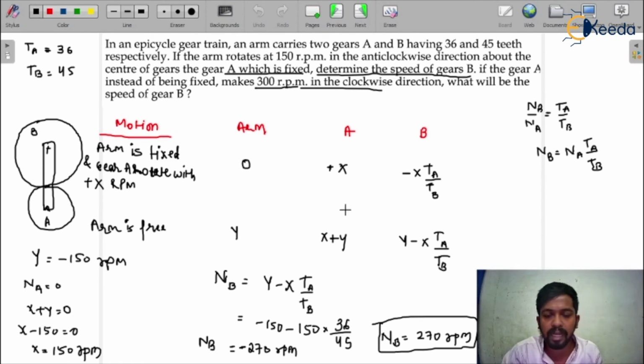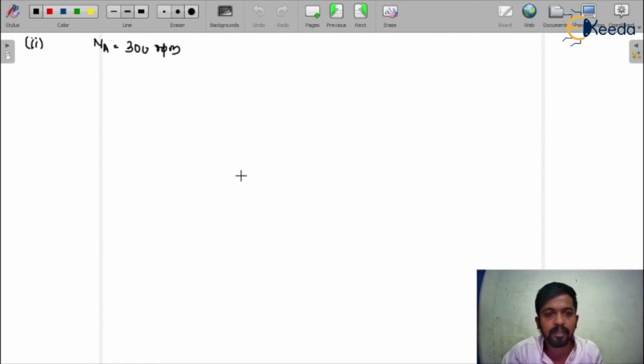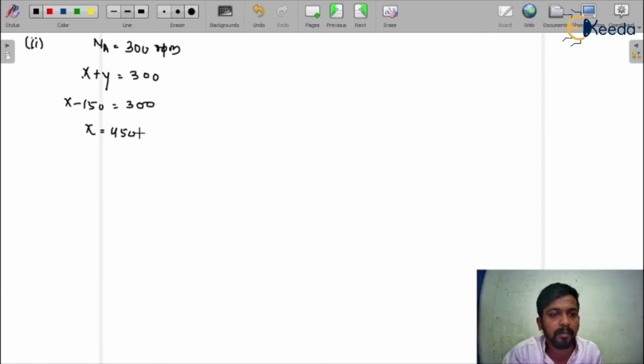So we just have to know what the speed of the gear A is, that is x plus y. So I can write here x plus y is equal to 300. And what is the value of y? It is given in the question, that is minus 150. Minus means anti-clockwise direction, and you will get here x is equal to 450 rpm.